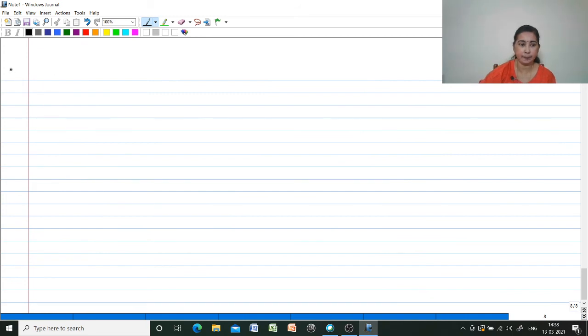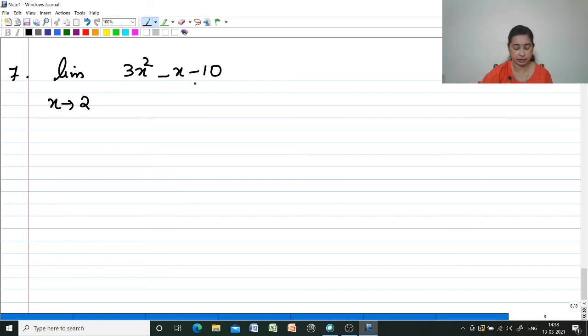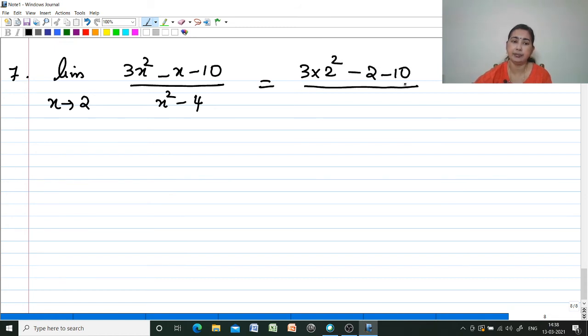Now next one, question number 7: limit x tends to 2, (3x² - x - 10) divided by (x² - 4). So here if I am giving the value of x as 2, what happens? 3 into 2² minus 2 minus 10 divided by 2² minus 4. So 3 into 4 is 12, 12 minus 12 is 0, here the denominator is also 0, so this is of the form 0 by 0. So we can go for factorization.